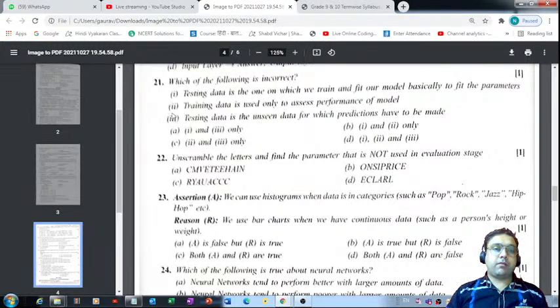So this third one is correct, but the first and second are not. So I think B part, yes. For question number 21, this B part needs to be tick marked. This is the correct option.